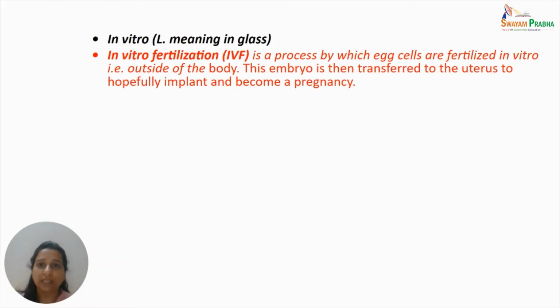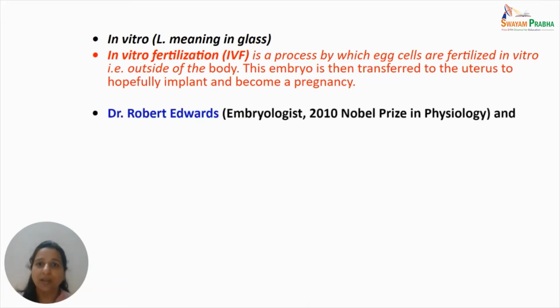So in vitro fertilization is defined as a process in which egg cells are fertilized in vitro, that is outside of the body. As you know, normally in mammals, in humans, the fertilization process takes place inside the body of the females. So in vitro fertilization is a process in which fertilization happens outside the body. And this embryo, which is thus formed, is then transferred back to the uterus of the female to hopefully implant and become a pregnancy.